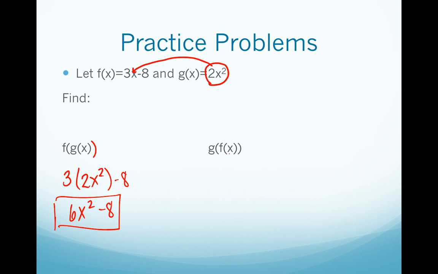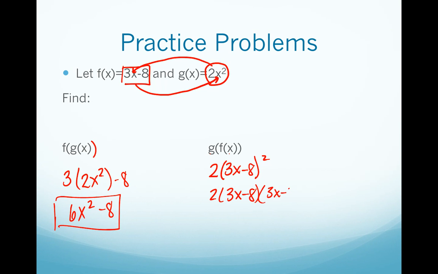Over here, we're just switching up the order. So we're putting f inside of g this time. So f inside of g means that we have 2, and instead of x, it's 3x minus 8 squared. If we needed to simplify this, we do need to be careful. We cannot distribute that exponent. This is really 3x minus 8 times 3x minus 8.